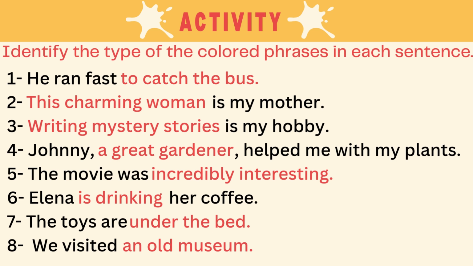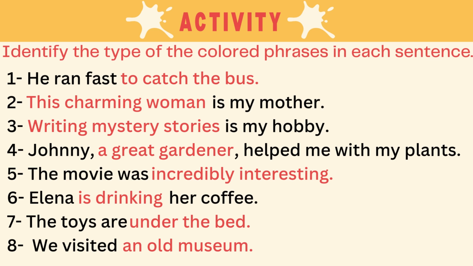Number 2. This charming woman is my mother. Woman here is a noun, and we are describing this woman by being charming, right? So this is a noun phrase. Number 3. Writing mystery stories is my hobby. Writing is a gerund. It's the ing form of write that is functioning as a noun, which makes this phrase a gerund phrase. Excellent.